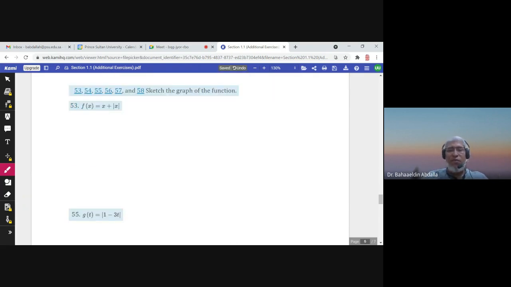Sketch the graph of this function. I have an absolute value. So absolute value of x is either x when x is positive, or it is negative x when x is negative. So either the graph is 2x, x plus x is 2x when x is positive, or x minus x is 0 when x is negative.